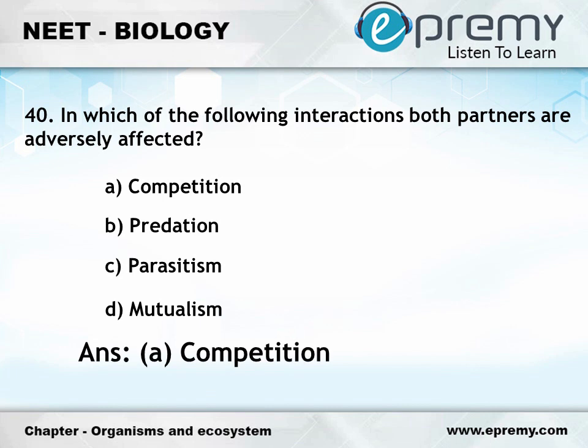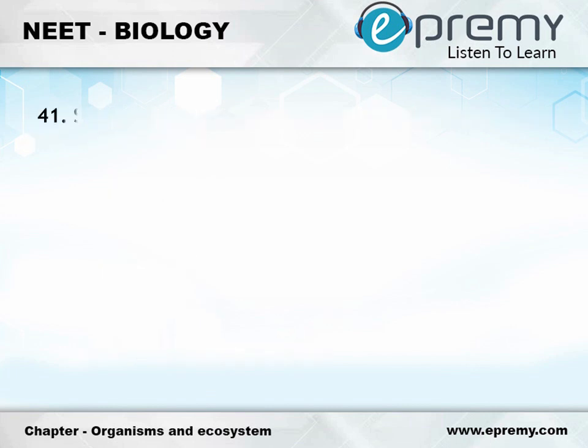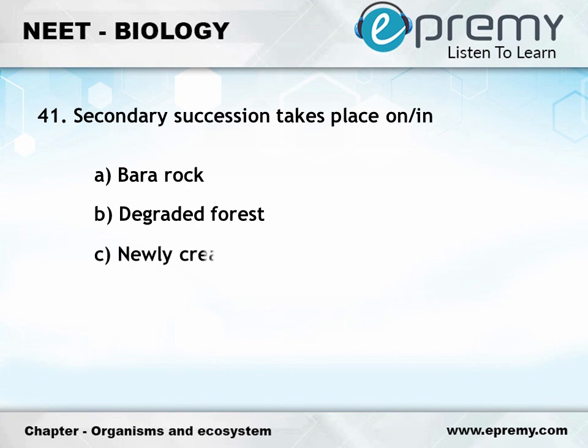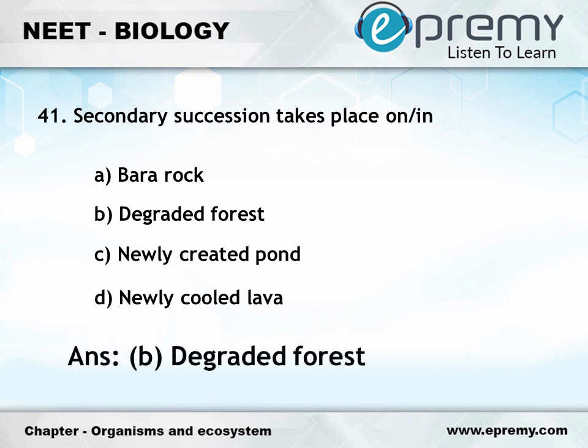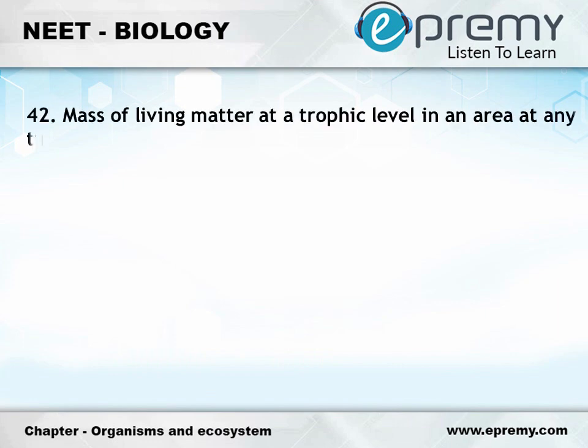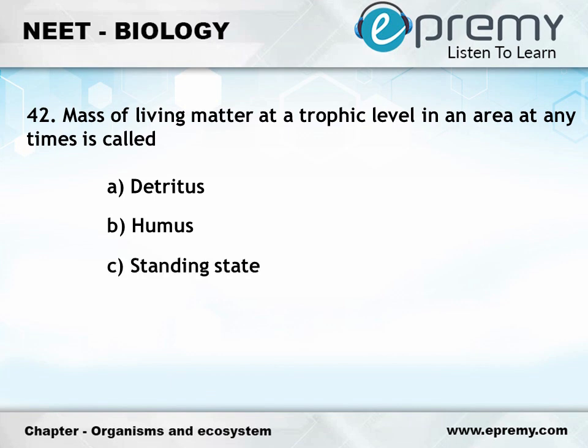Competition. Question number 41. Secondary succession takes place on option A, bare rock, option B, degraded forest, option C, newly created pond, option D, newly cooled lava. The answer is option B, degraded forest. Question number 42. Mass of living matter at a trophic level in an area at any time is called option A, detritus, option B, humus, option C, standing state, option D, standing crop. The answer is option D.